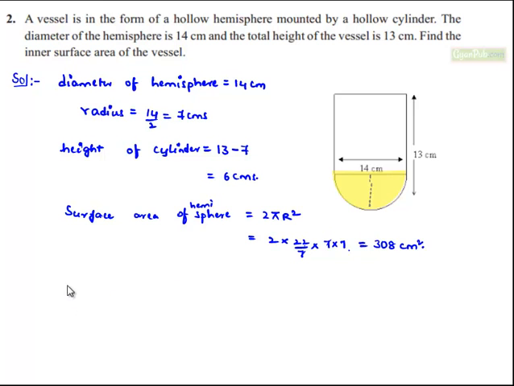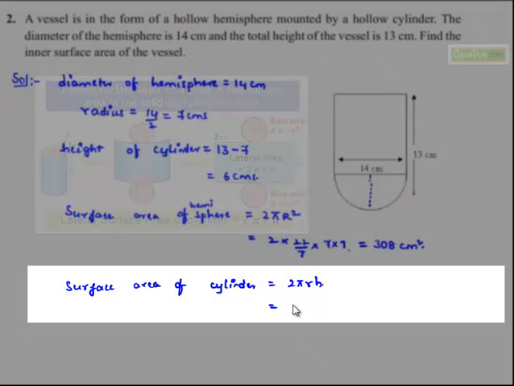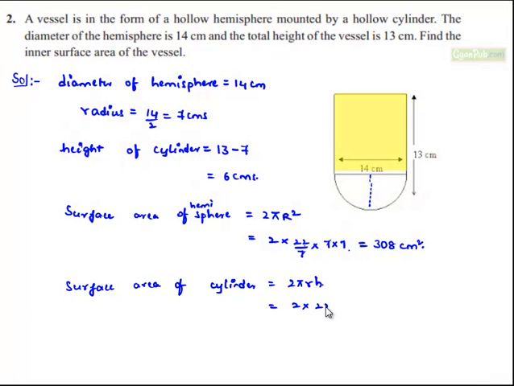Now let us also find the surface area of the cylinder, which is equal to 2πrh, that is 2 times 22 by 7 times 7 times 6, which is equal to, 7 goes in 7 one time, and 2 times 22 is 44, and 44 times 6 is 264 cm².